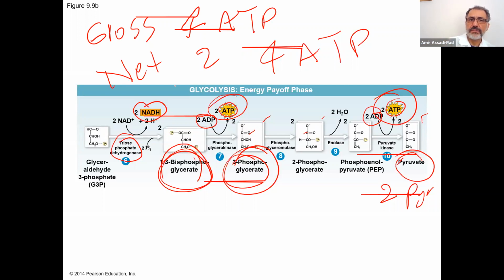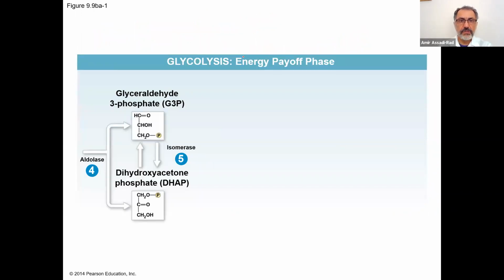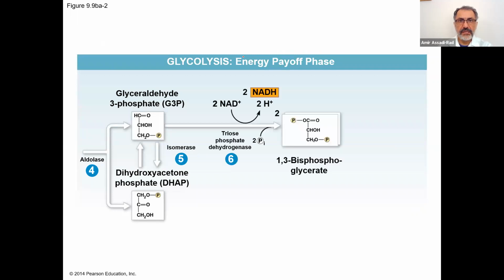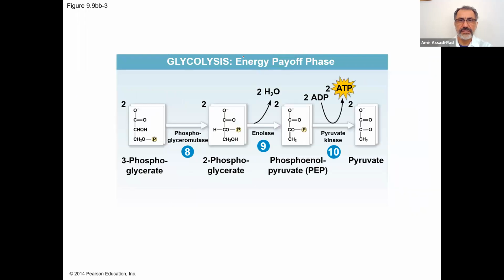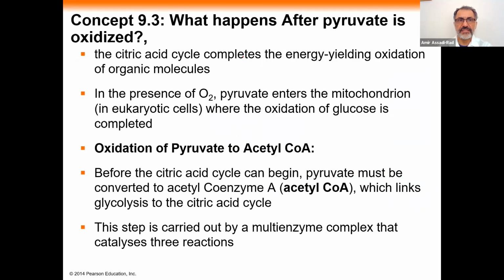Why? Because you invested 2 ATP. This reaction invested 2 ATP for you, and at the end you got 4 ATP. So how many ATPs are you ahead? 2. Make sure you know those terms for exams. Gross is 4 ATP and net is 2 ATP. So I think of it as the energy payoff phase. And glycolysis. What happens after pyruvate?